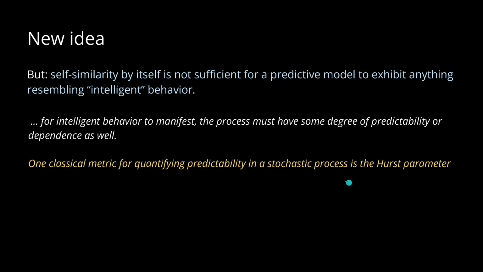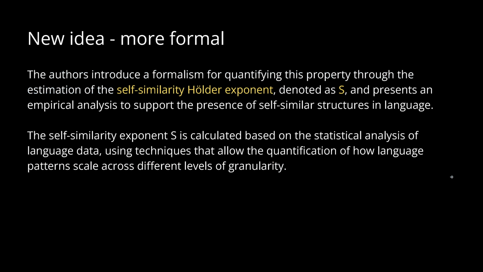The classical metric for quantifying this predictability in a stochastic process is the Hurst parameter, the H that I showed you at the very beginning of this video. And now you understand here the beauty and the importance of these two parameters. Let's dive deeper. If we have now a more formal quantification here of the terms we're going to use, of course, you know, we have here the self-similarity Hölder exponent.